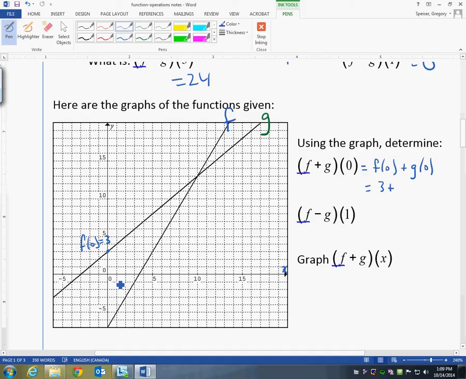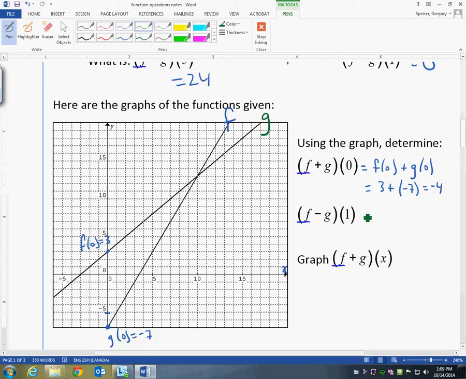Plus g at 0, down here, g at 0 is equal to what? 1, 2, 3, 4. This is where negative 5 is. A little bit hard to tell. So it's negative 7, isn't it? Plus negative 7. So that will be equal to negative 4. Let me switch to green for my subtraction one.